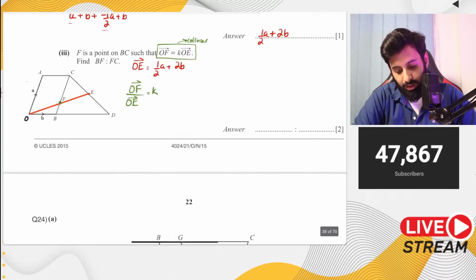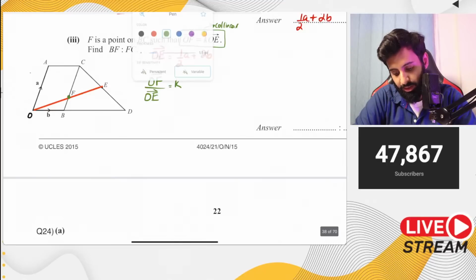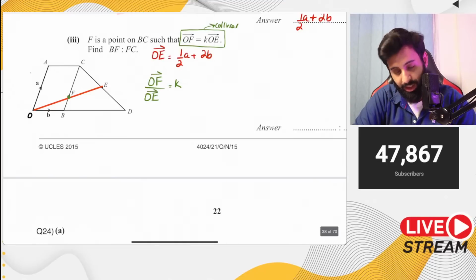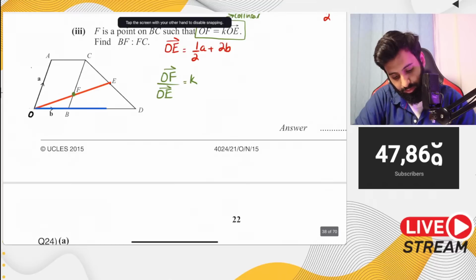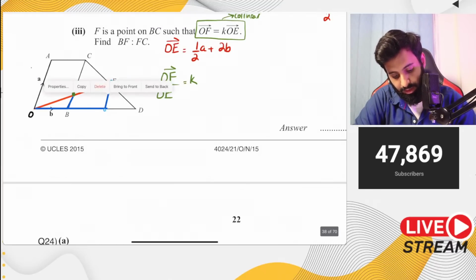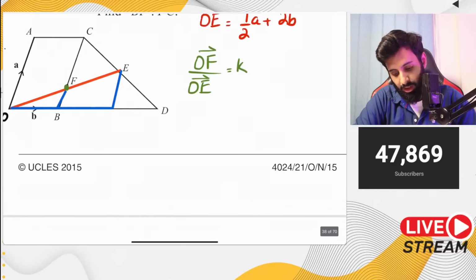Now you can use the concept of similar triangles over here. Why is that? Let me show you. Notice that OF, as the question says, is K times OE. So if I take OE and make it the subject, and write them in ratio form, this is what we end up with. Now look, if you use the concept of similar triangles over here, it's much easier. Pay close attention. Notice this is what we have. We have a pair of similar triangles over here.